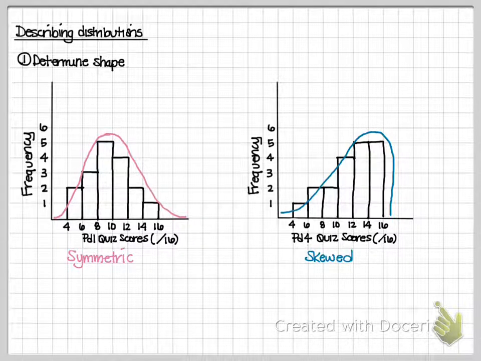Now, the shape itself, when we're comparing them, they don't have to be the same. They can be, but they don't have to be. So if a graph is symmetric compared to a graph that is skewed, when we start talking about center and spread, the skewed kind of takes over. It takes control, only because it has limitations that the symmetric graph does not have, which we're going to take a look at on the next slide.